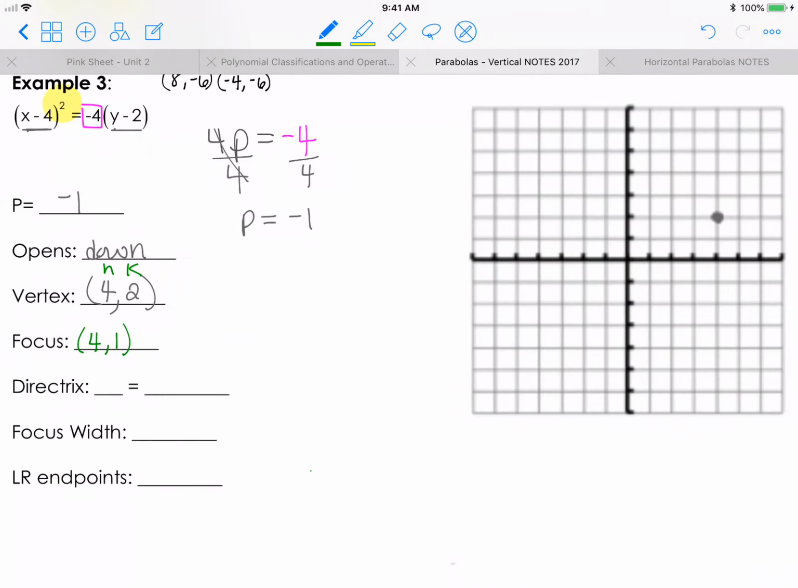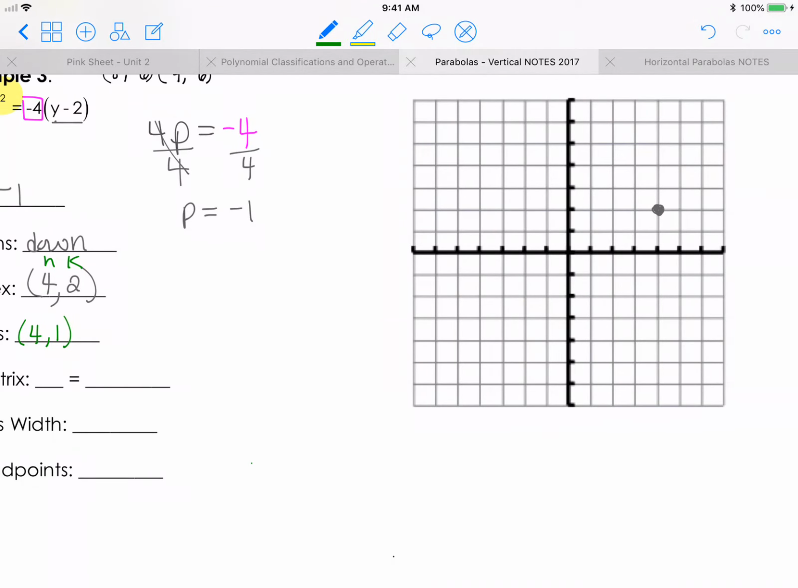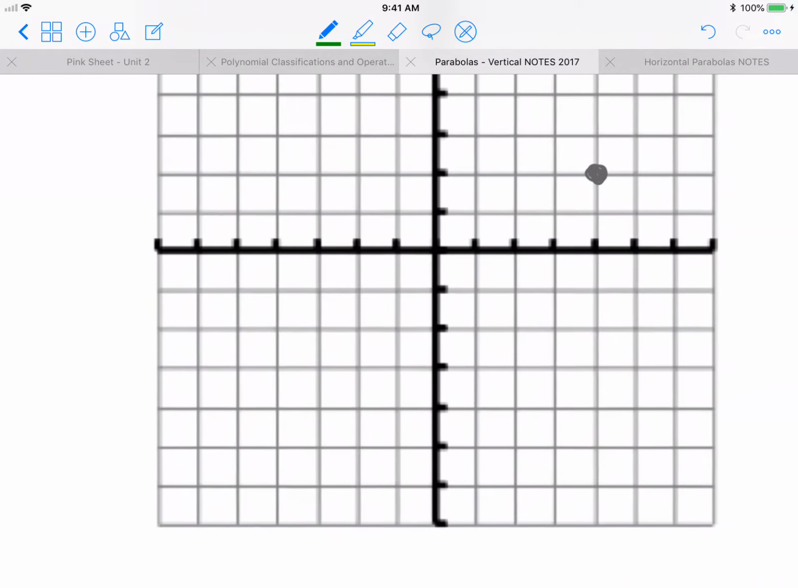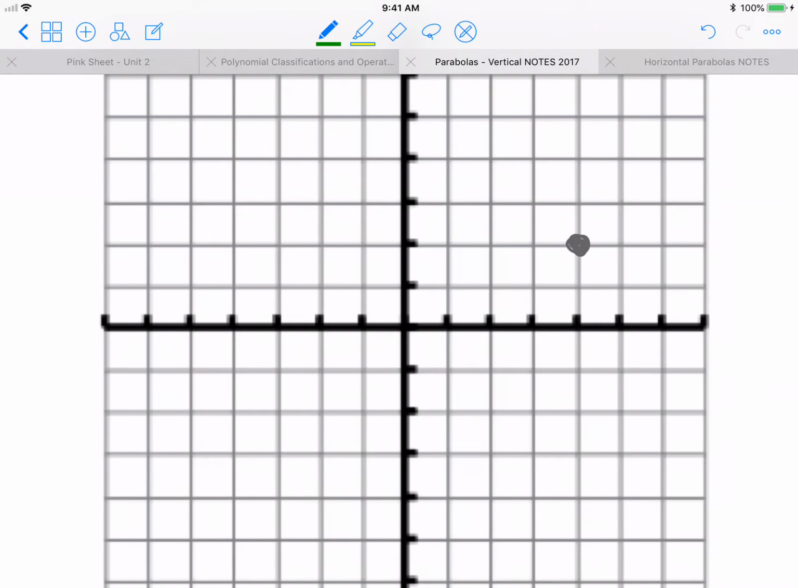And we can go ahead and plot that point. Another way we can do this is because we know P is -1. That means we can go from our vertex just down, and we know it's going to open down. We can go down 1 and graph it right there, where that is 4, comma, 1. So you can either just move down 1 space and get your focus, or you can do it from your chart.